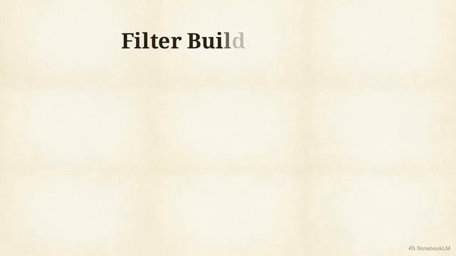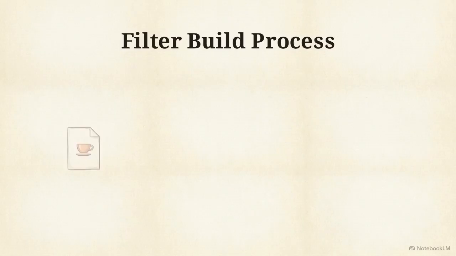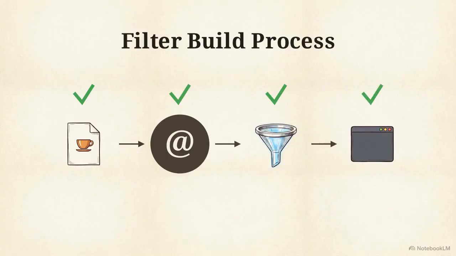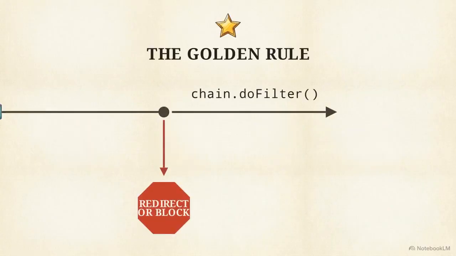Building a filter requires 4 main steps: implementing the interface, configuring the annotation, mapping the scope, and verifying the order in the OSGi console. Always call chain.doFilter to keep the request moving, unless you are explicitly terminating the request with a redirect or a block.